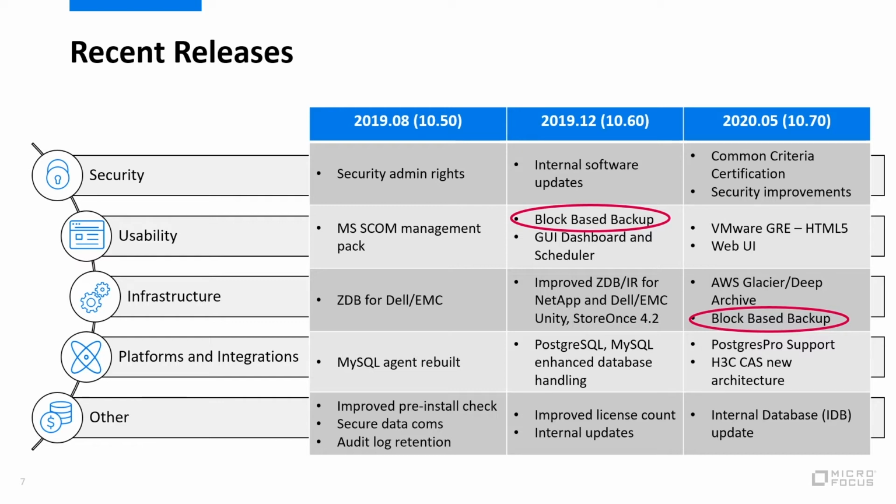Infrastructure is concerned with the storage solutions and technologies, and we work very closely with the storage providers to ensure qualification of Data Protector on the latest offerings. As well as the hardware providers, we are increasing our focus on cloud providers, and in May we completed qualification with AWS Glacier and AWS Deep Archive, and we have further cloud support in the most recent release and planned for the future.